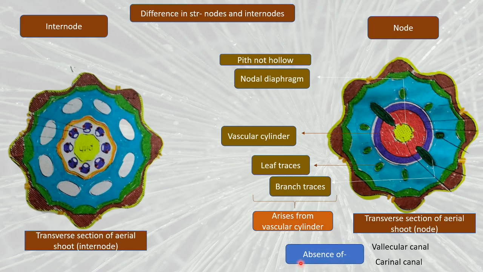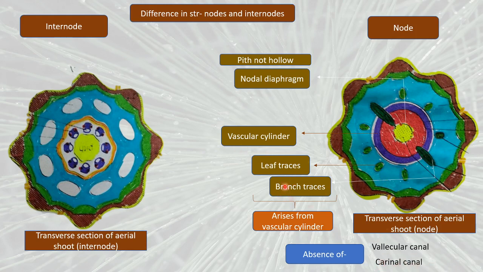And another thing to note about node is that there is absence of vallicular canal and carinal canal. So a very important difference is that in internode there were vallicular canal and carinal canals present, but in the node there is no vallicular and carinal canal that you can see. So this is also a very big difference. So there is no vallicular or carinal canal.